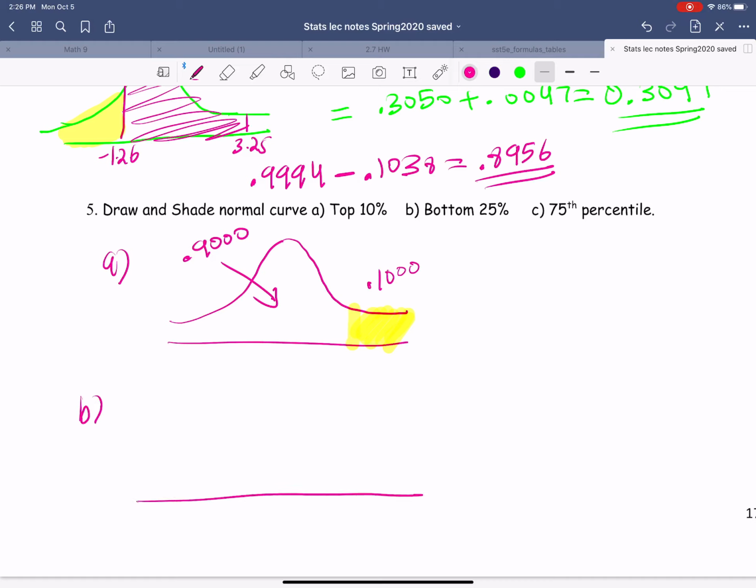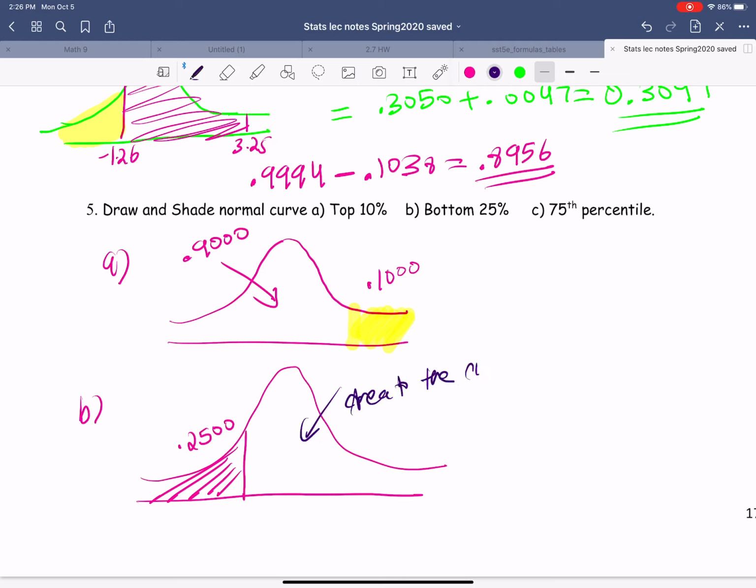For the bottom 25%, it is going to be something that has 0.2500 area to the left. If it's got 0.25 area to the left, how much area to the right? 25% area to the left means 75% area to the right.